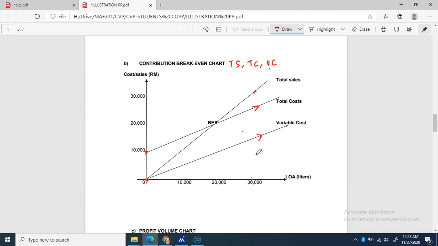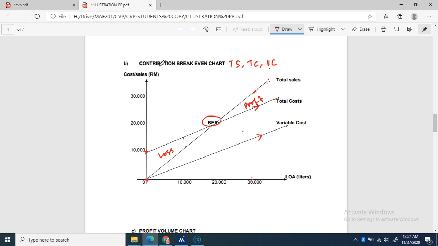Under this graph, as usual, the sales meet the total cost. So this is BEP. Below this point, the total cost is more than total sales, so this is the loss area, same as in the traditional break-even chart. After BEP, total sales is more than total cost, so this is a profit area.